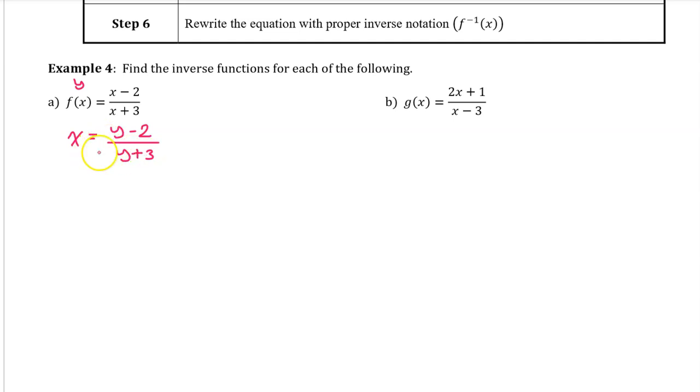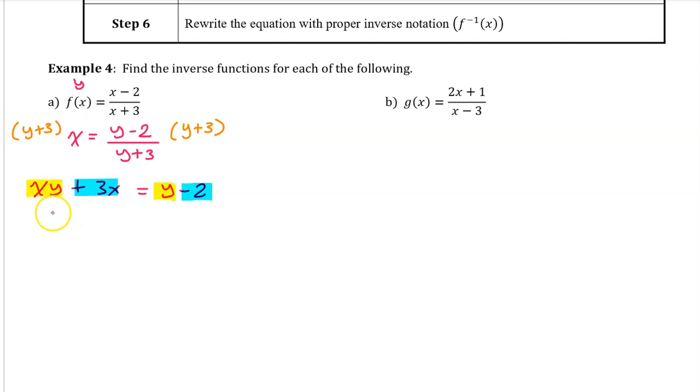Next, you want to eliminate the fraction by multiplying both sides of the equation by the denominator. On the left side, I am going to distribute the x, so I'm going to get xy plus 3x is equal to. On the right hand side, the y plus 3 cancels out, so I'm left with just y minus 2.